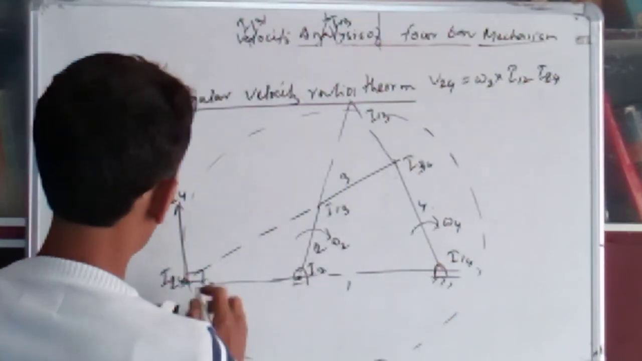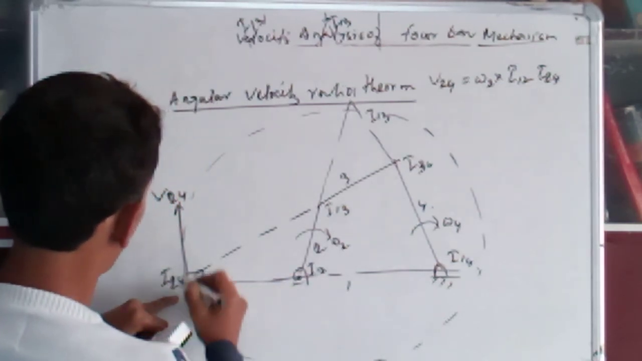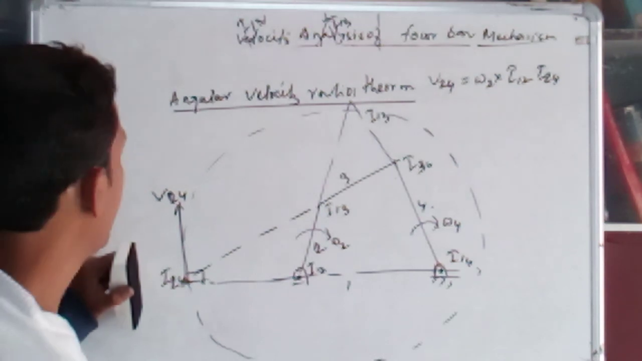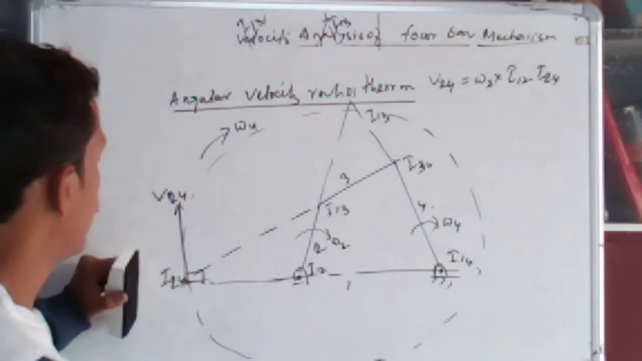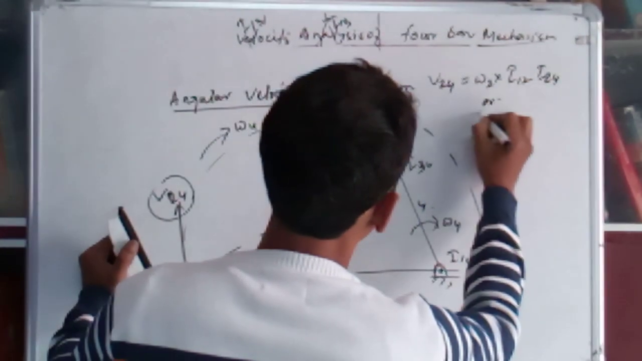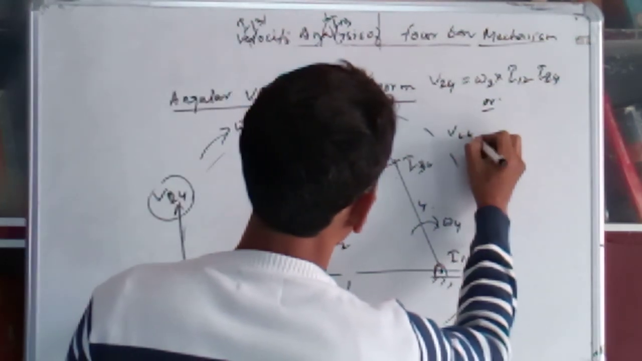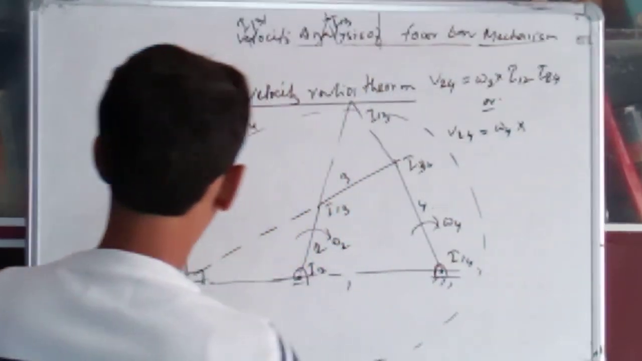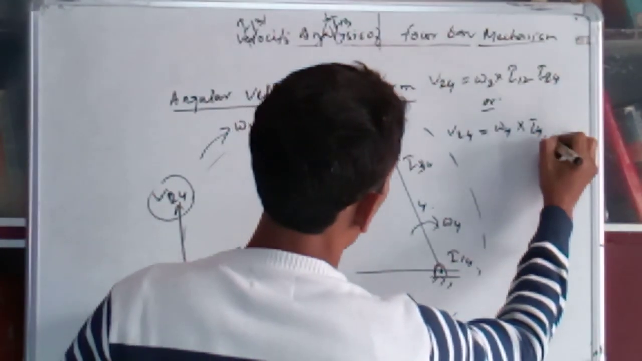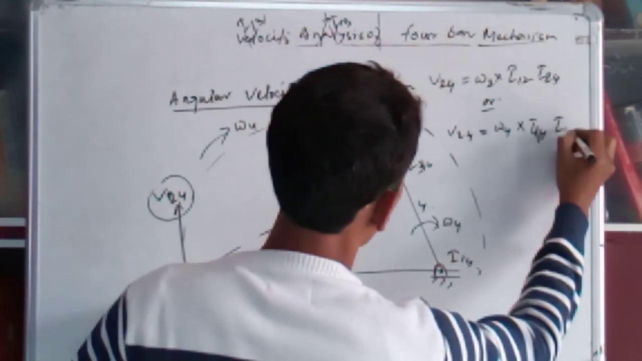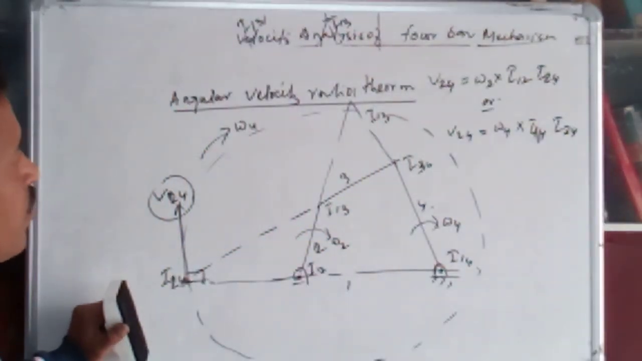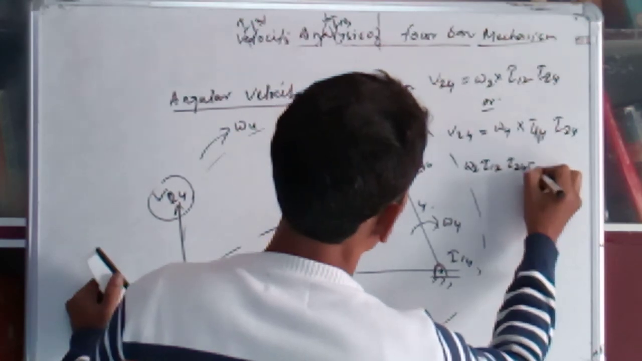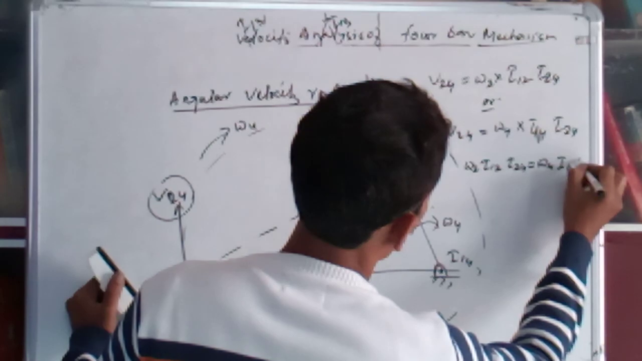Now the same disk, suppose I24, we have to find out the absolute velocity V24 with respect to this point. With respect to this point, it is rotating with angular velocity omega 4. So V24 will again be omega 4 into I14 I24. Okay, so these two are equal. So omega 2 I12 I24 is equal to omega 4 I14 I24.